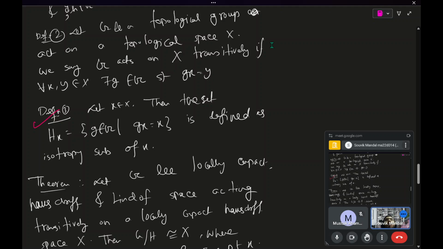So this means any element outside the isotropy subgroup will not fix x. So this is kind of a fixed point set for each of the points. So this is basically the isotropy subgroup. Okay, that's all.